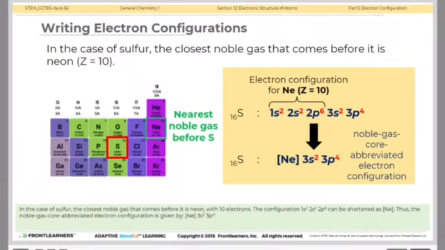In the case of sulfur, the closest noble gas that comes before it is neon with 10 electrons. The configuration 1s2 2s2 2p6 can be shortened as [Ne]. Thus, the noble gas core abbreviated electron configuration is given by [Ne] 3s2 3p4.